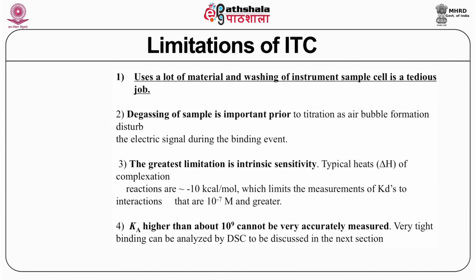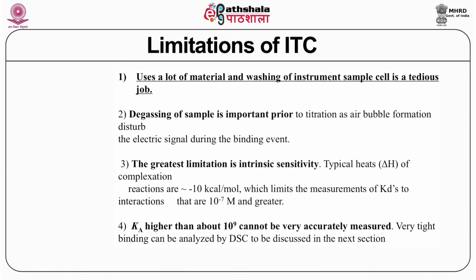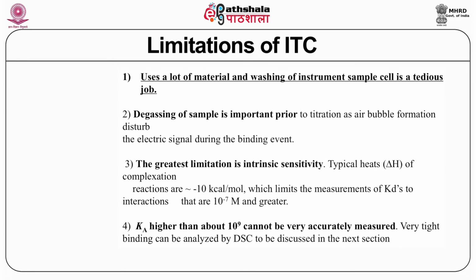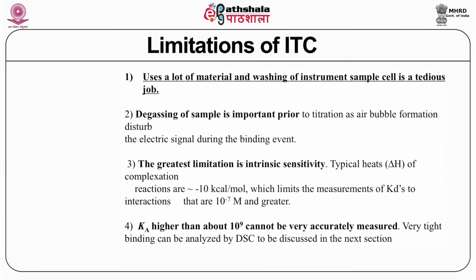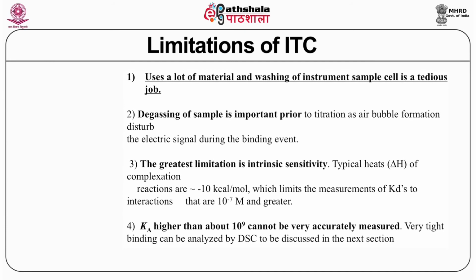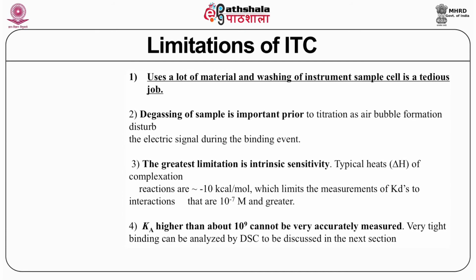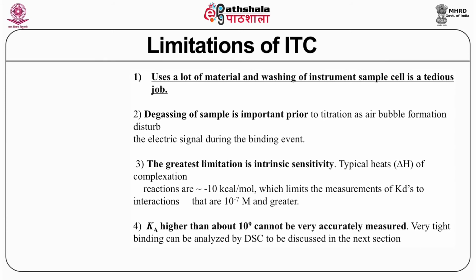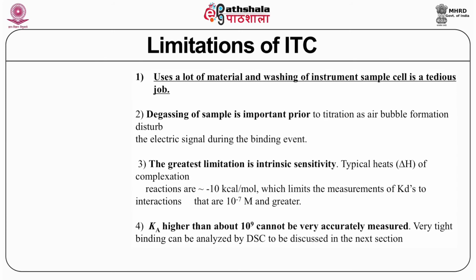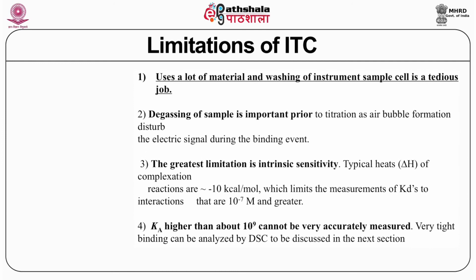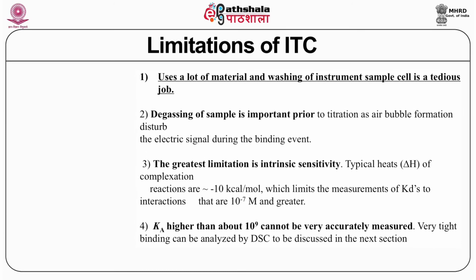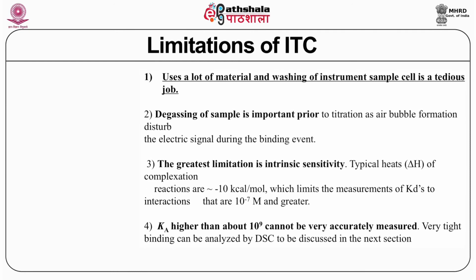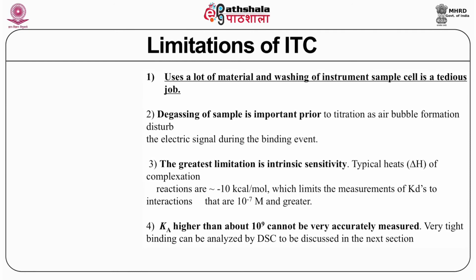So a very high binding constant, more than 10 to the power 9 molar, you cannot accurately measure using ITC. Tight binding cannot be analyzed by ITC. Tight binding means the binding constant is very high, 10 to the power 9, that cannot be measured by ITC, but you can use DSC. Of course, the advantage, as I mentioned, is that you can use it for weak binding molecules, which is very good.